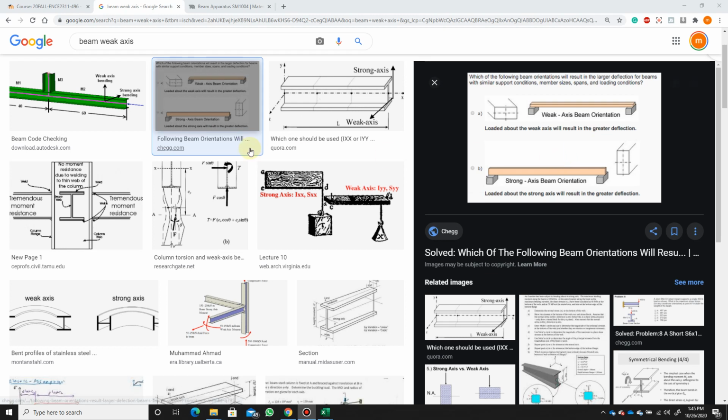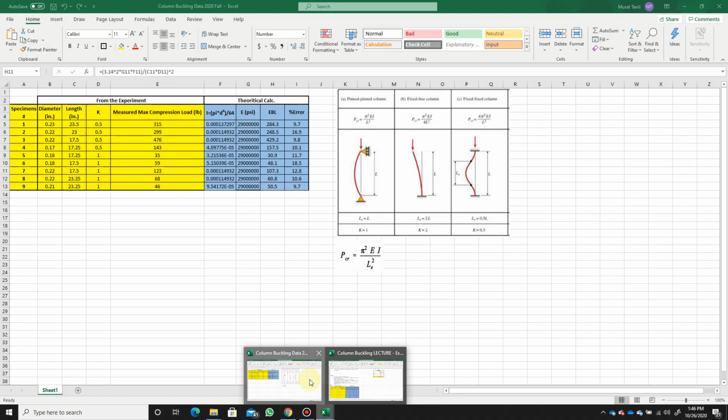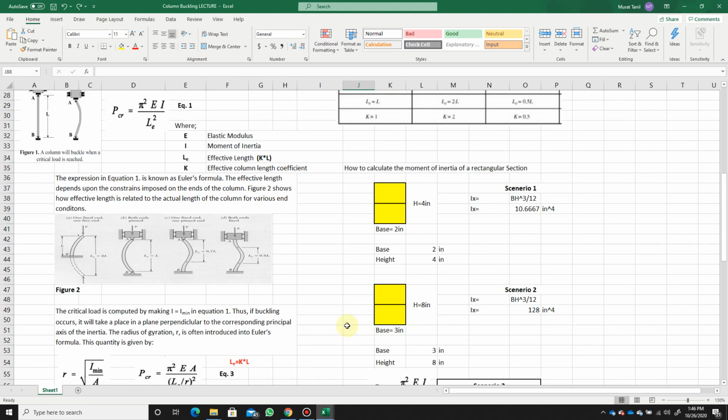In the case of a column, the column will buckle about the weak axis. So if we have a rectangular section, let's say in our case right here, I have a rectangular section. If I'm using this column with the cross section of height 4 inch and base 2 inches, this column will buckle about the weak axis, and it will buckle in and out of the board.